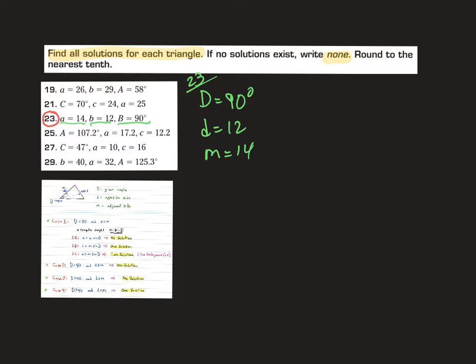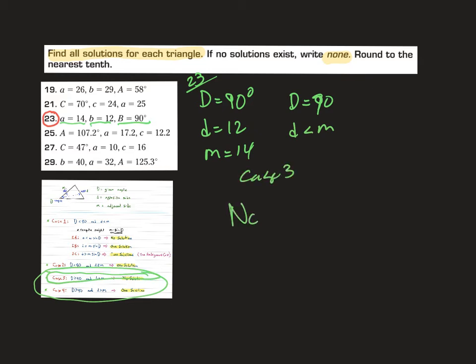Okay, now I notice that D equals 90. So that means either case 3 or case 4, right? D is greater than or equal to 90. And then what I have to do is examine D's relationship to M. D is less than M because 12 is less than 14. And so right here, that is case 3. And case 3 is no solution. So I'm going to put none.